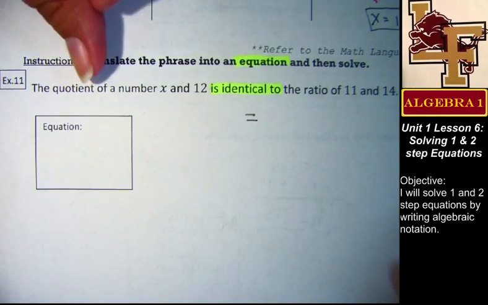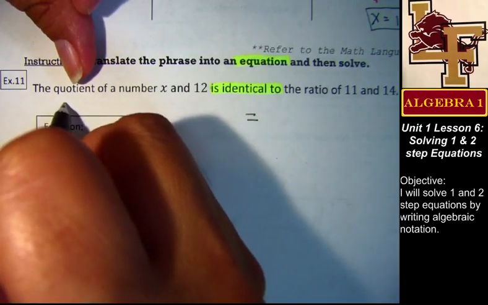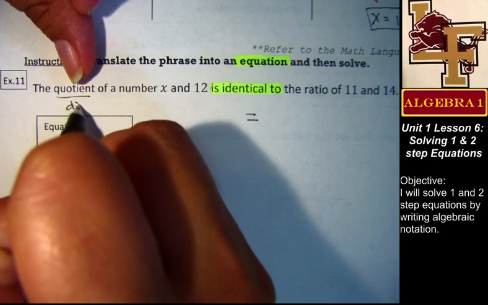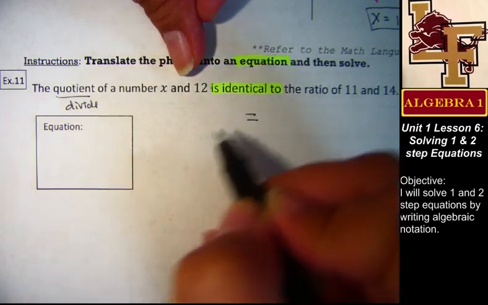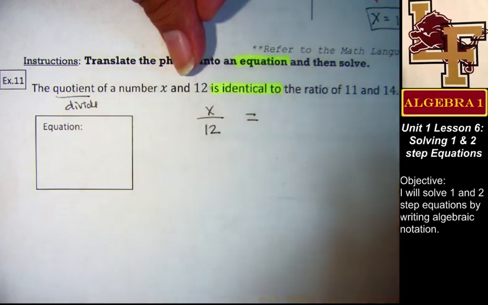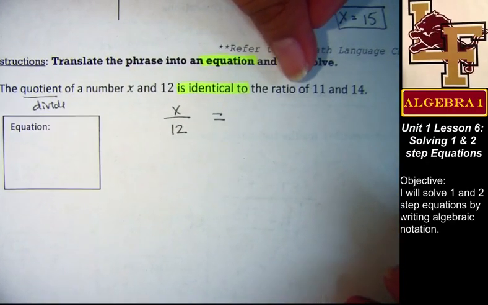Let's look at the front part, the left part. What does the word quotient mean? Divide. All right, what 2 things am I dividing? X and 12. Good. What did ratio mean? You can look in your English to math dictionaries, the math cheat sheet, which should be in the front of your notes.